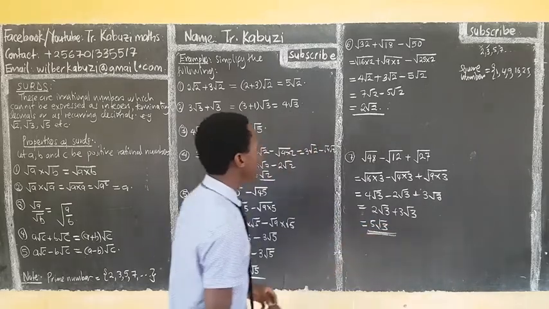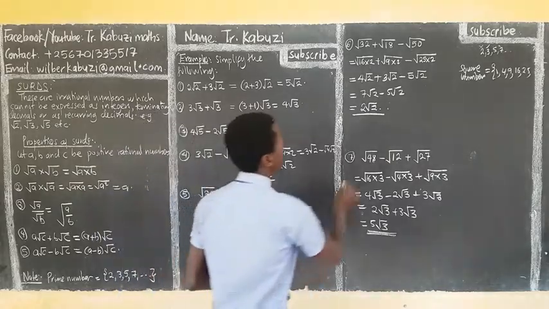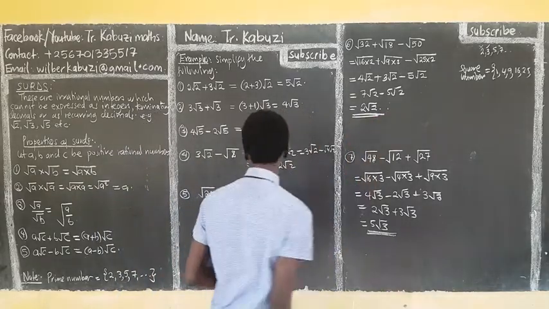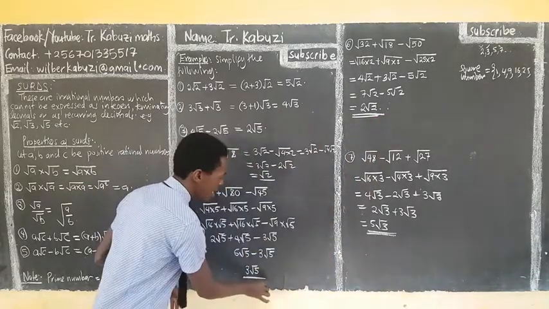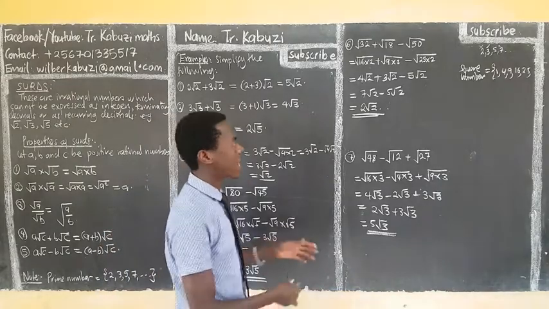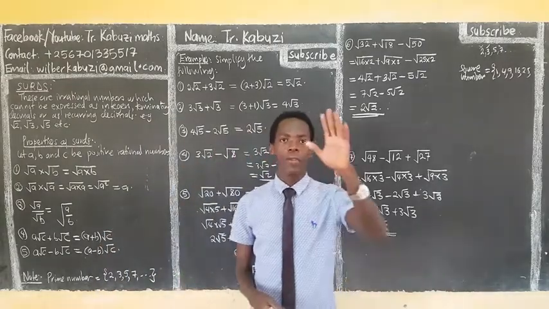That becomes our answer. So members, for now, that's what we have. We are going to see more examples about how they can simplify, how they can give you more of this. I wish you well.